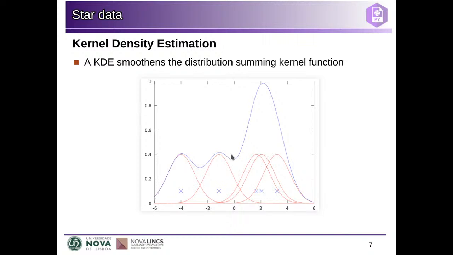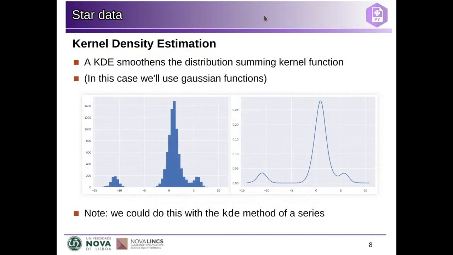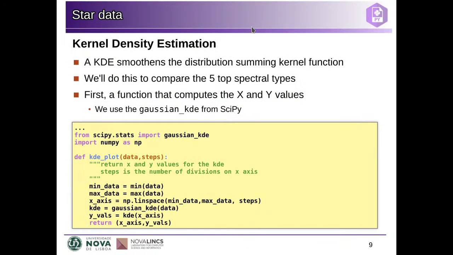And this is like a histogram, but it's smoother, and we can control it better by controlling the width of this Gaussian curve. So it's easier to visualize the data with kernel density estimation. So instead of a histogram like this, we want to draw a kernel density estimation graph like this one. Okay, so let's do this for the 5 top spectral types, because it's only a line for each one. We can easily superimpose them.